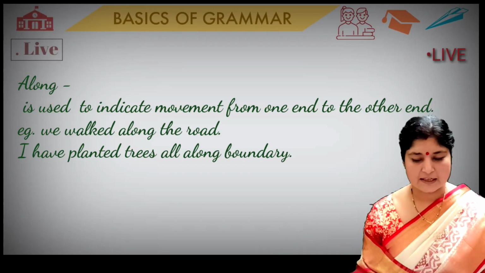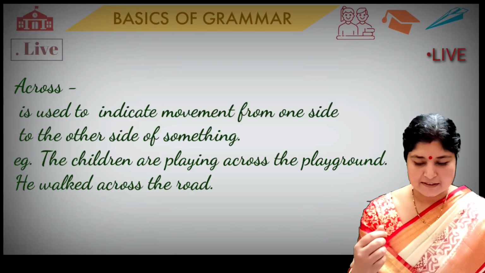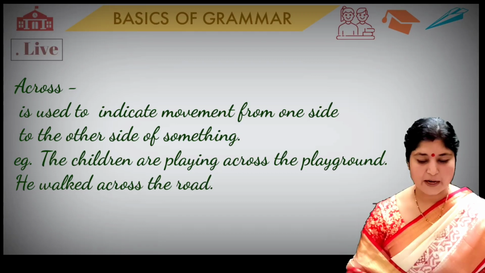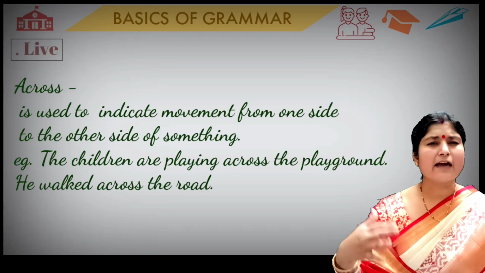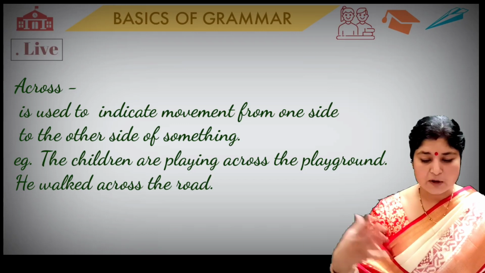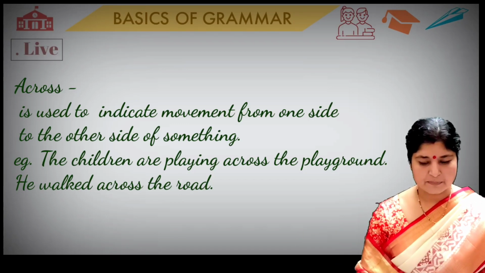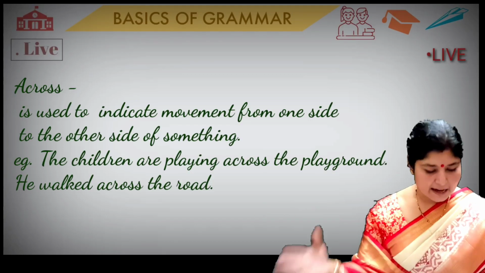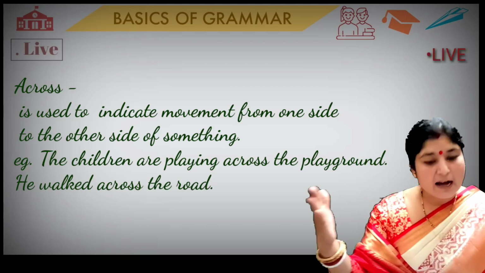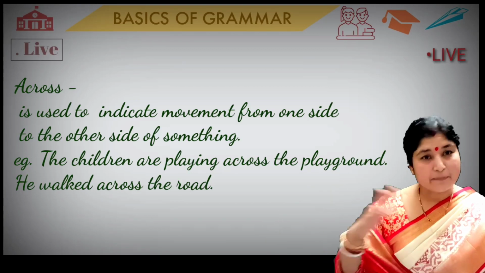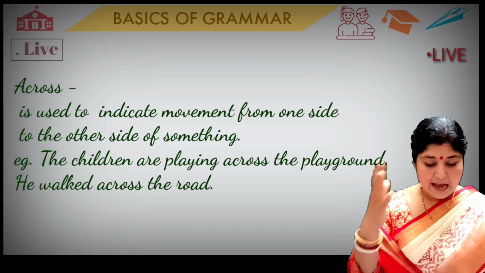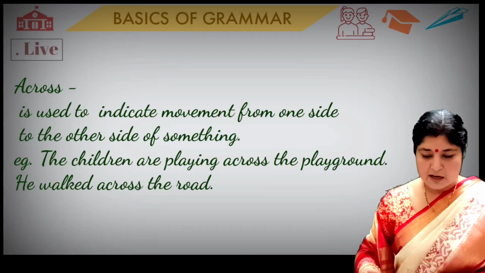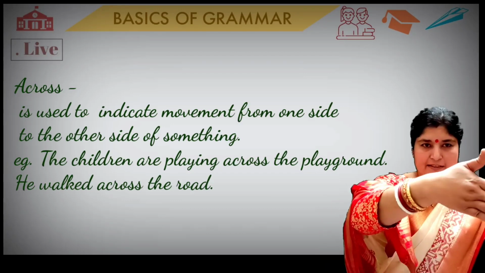Like across. Across is used to indicate movement from one side to the other side of something. For example, the children are playing across the playground. We walked across the road. Across means from one side to the other side of something, and along means from one end to the other end of something. The difference between these two, along and across: along means one end to the other end, and across means from one side to the other side.